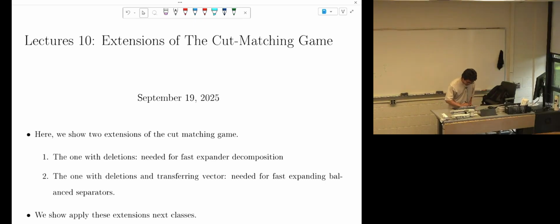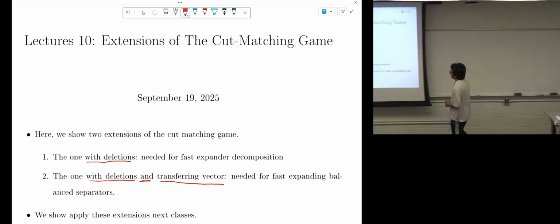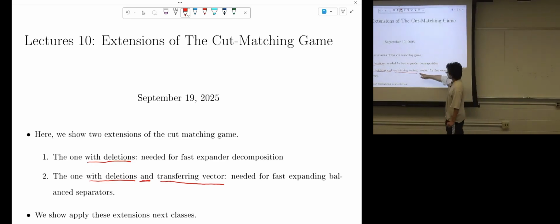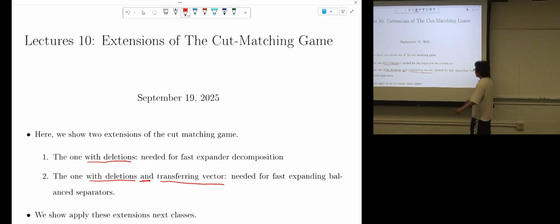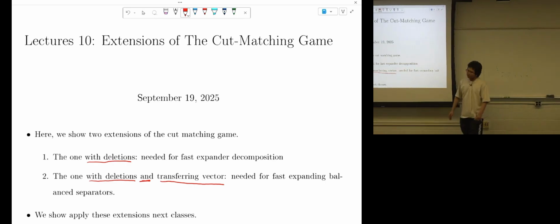Okay. So there are two extensions of cut matching game that we learn today: the one with deletion, and the one with deletion and transferring vectors. I'll tell you what these are. This one is going to be useful for expander decomposition, and this version is needed for expander decomposition by line separator.